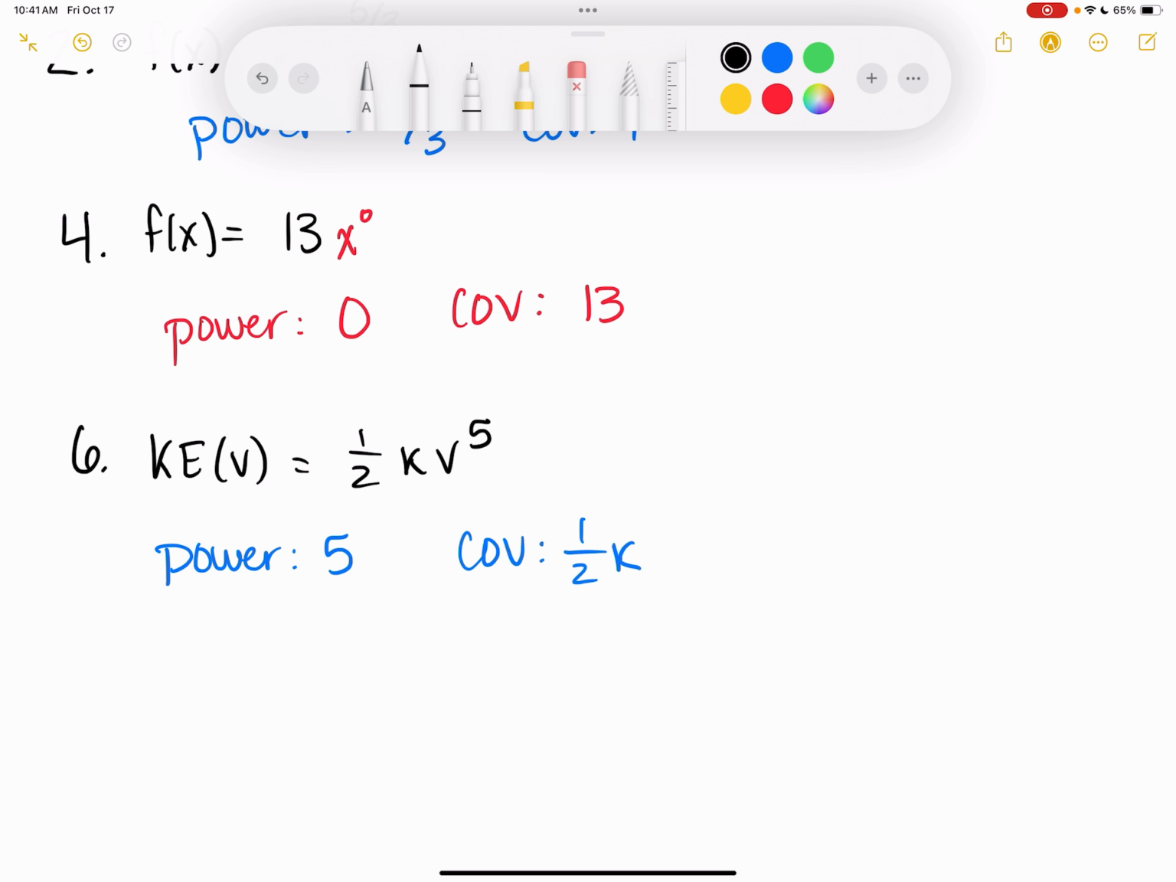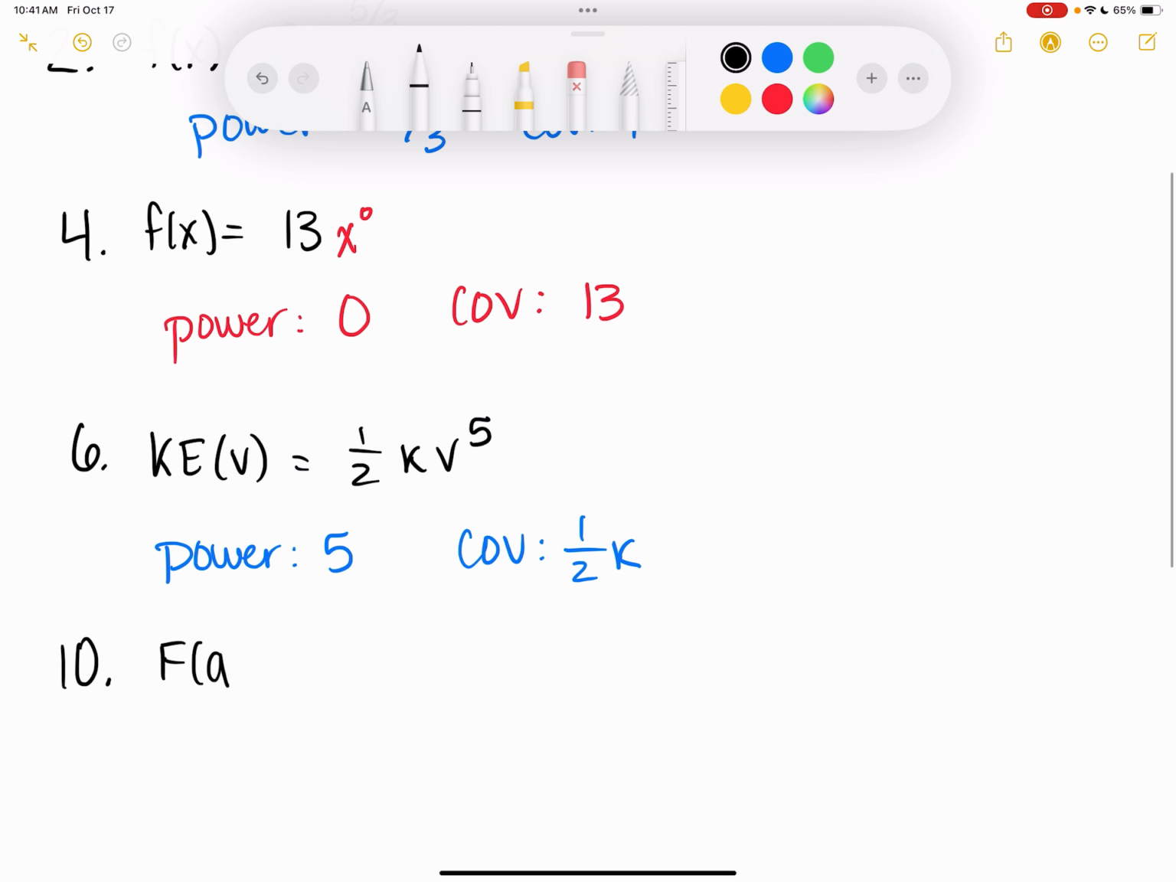Okay, number 10. F of A is equal to m times A. It was the pencil, never mind. Power 0, 1. No. Power is 1. Oh yeah, because A is to the first power. What's the constant of variation? M.